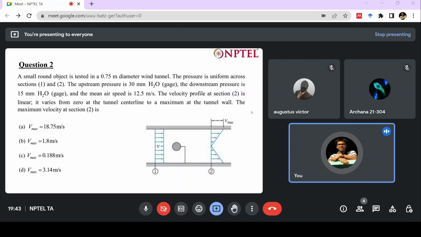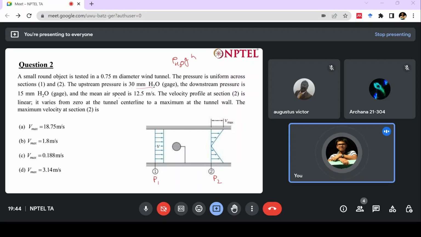So a small round object is tested in a 0.75 diameter wind tunnel. The pressure is uniform across the sections 1 and 2. Okay. The upstream pressure is 30 mm H2O and the downstream pressure is 15 mm H2O. So pressures P1 and P2 are given in terms of this. You can find the pressure using the density of water. You can definitely find the pressure.